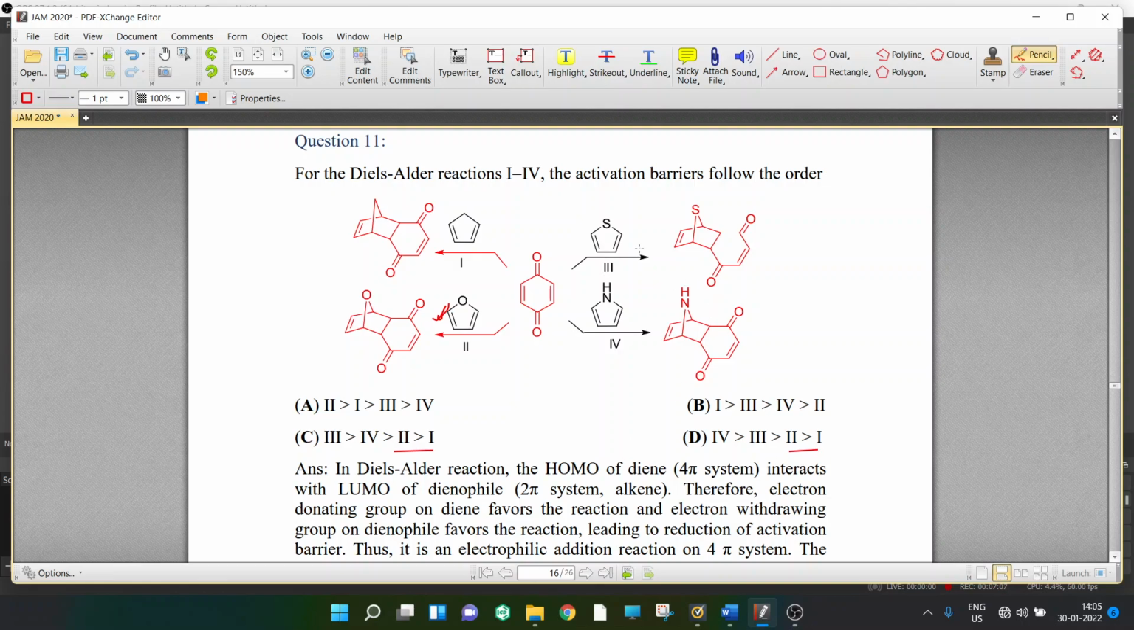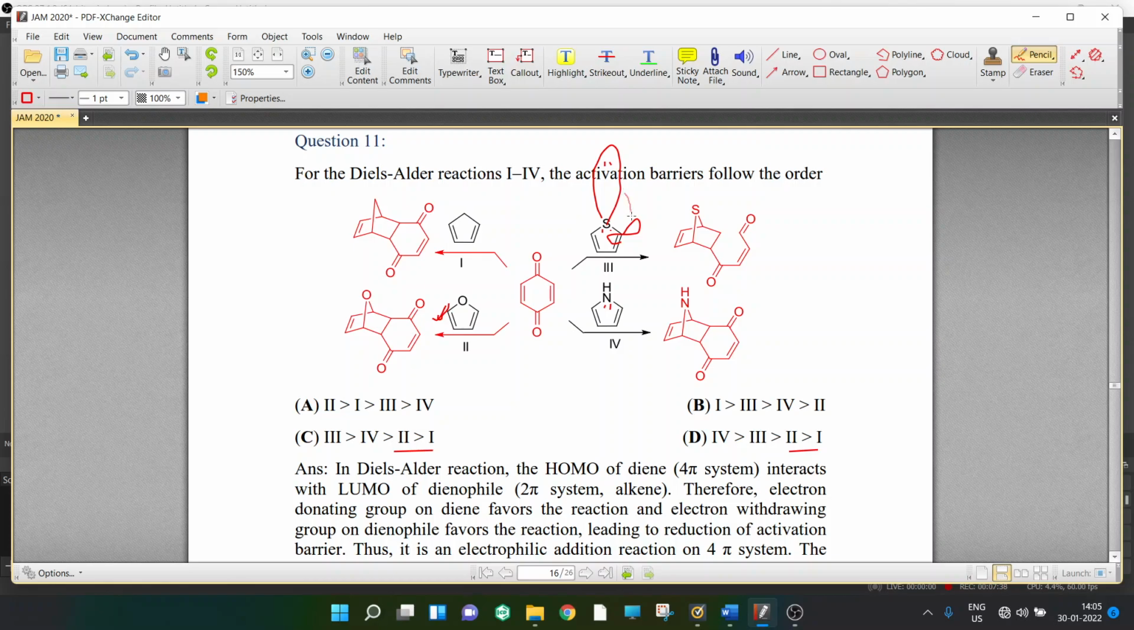Now let us look at 3 and 4. Now between thiophene and pyrrole, thiophene is more aromatic. Why? Because aromatic means it should be very stable, it should not react much. Now sulfur has a big lobe here because sulfur is not very electronegative, not as electronegative as oxygen, and therefore this lone pair should easily overlap with this p orbital of the carbon.